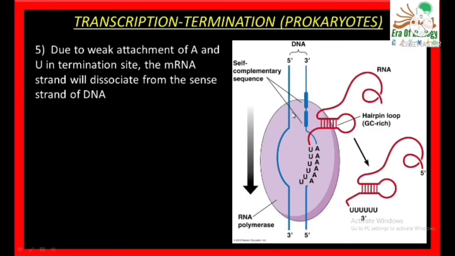And after that, due to the weak attachment of A and U, I mean adenine and uracil, in the termination site, the mRNA strand will dissociate from the sense strand of DNA. So you can see this is the sense strand, this is the adenine, and this is the poly U site of the mRNA transcript. This attachment is very weak, so the hairpin loop-like mRNA transcript starts to dissociate from the sense strand.